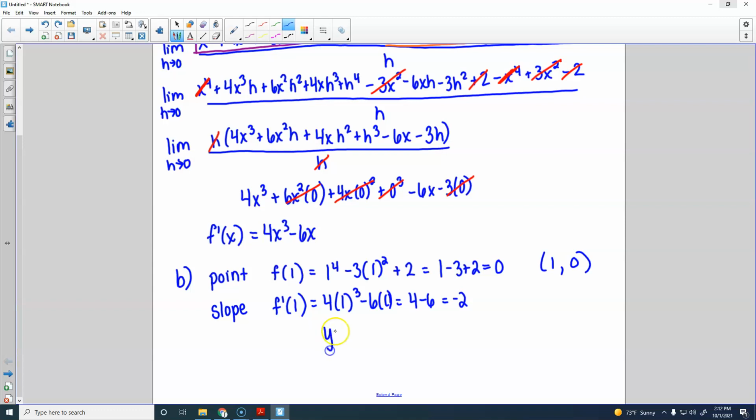And now we will use that formula I gave you guys yesterday. So it's going to be y equals negative 2 times x minus 1 plus 0. You don't have to write the 0. If you do write the 0, it's fine. You don't have to.